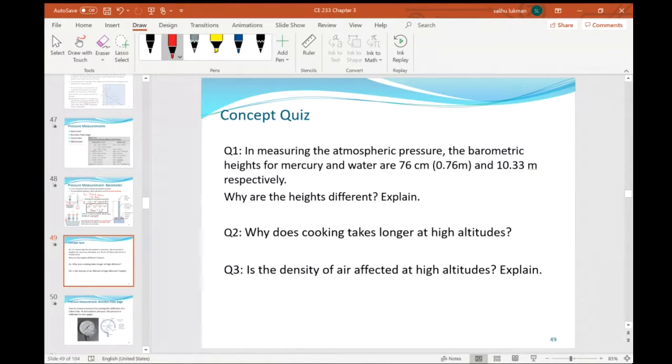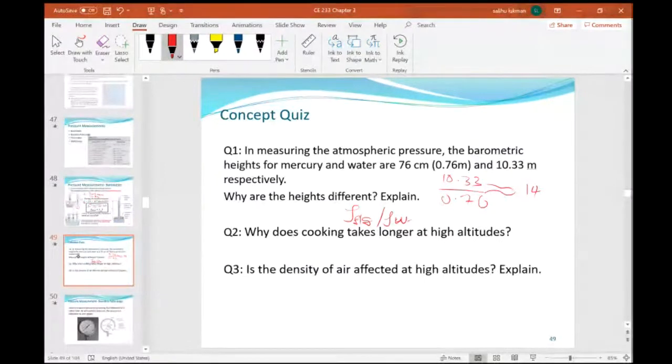The heights are different because 10.33 over 0.76 is approximately equal to 14. Okay, and this is because the same thing, when you take the density of mercury over density of water, is also approximately equal to 14. Okay, density of mercury is 13,500 kilogram per meter cube. That of water is about 1,000. Okay, so mercury is denser than water.